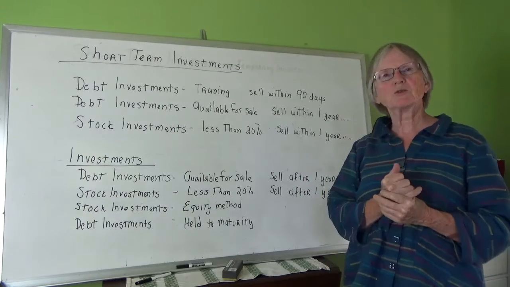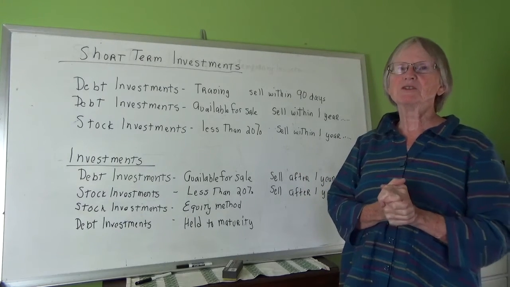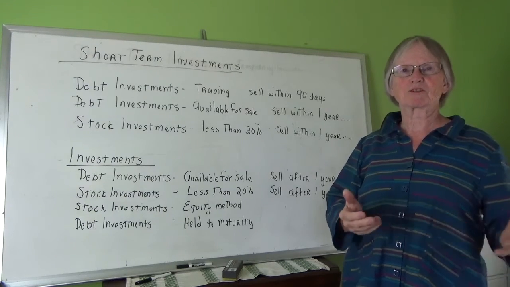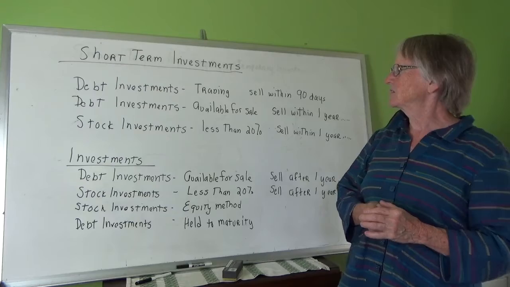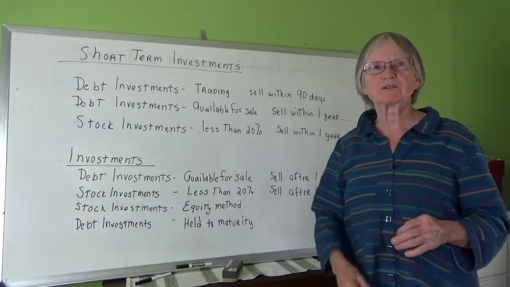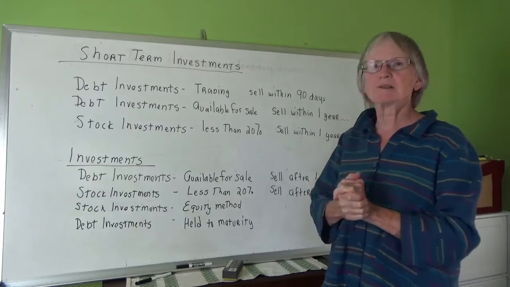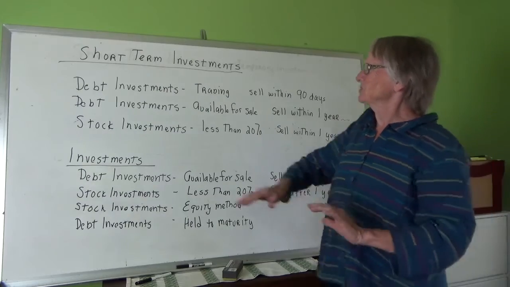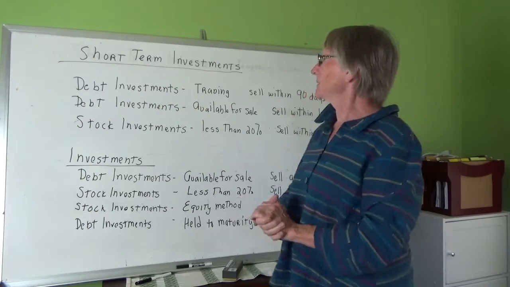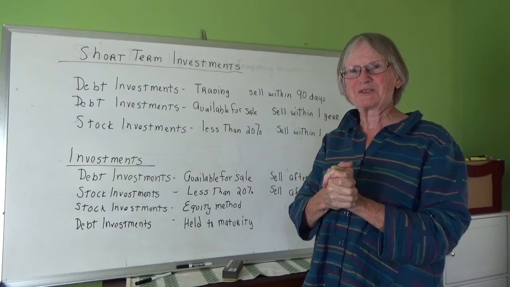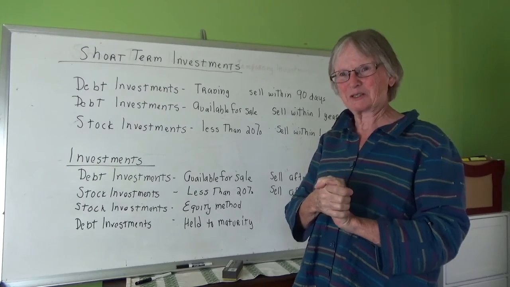Okay, if you're looking at an older textbook, it may be different than that because FASB has changed it within the past couple of years, and now your stock investments, whether they're temporary, short-term, long-term, they go through the income statement. That takes us through the short-term investments, and our next video will move on to the next section of our classified balance sheet.